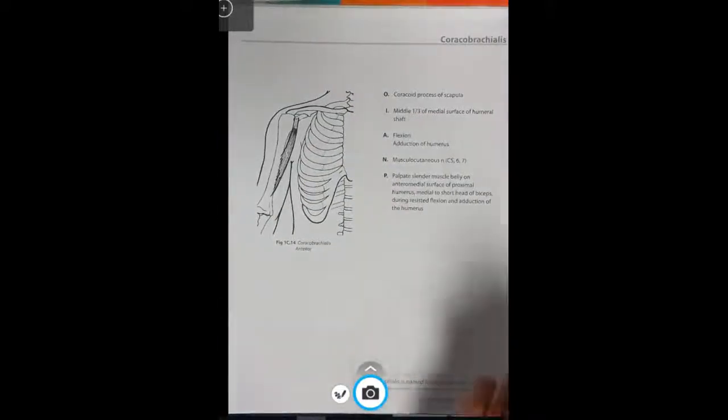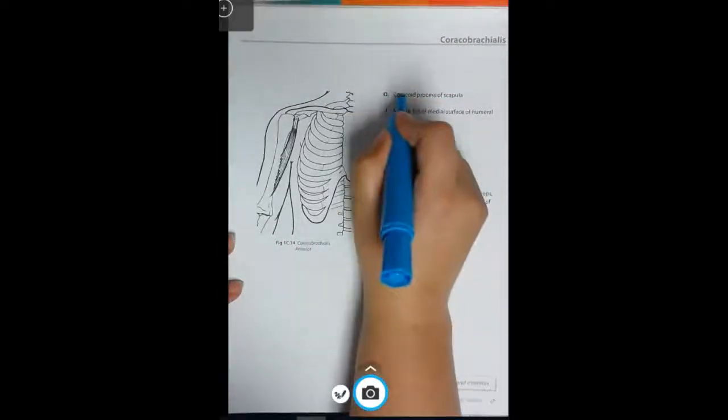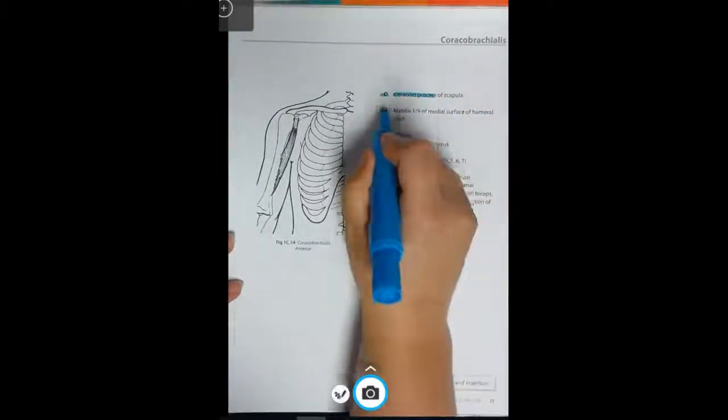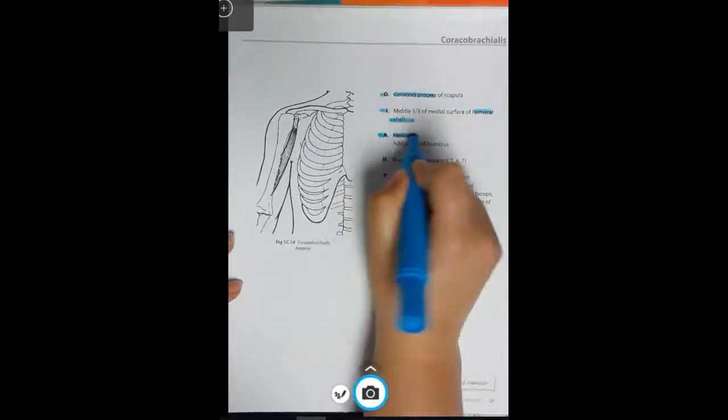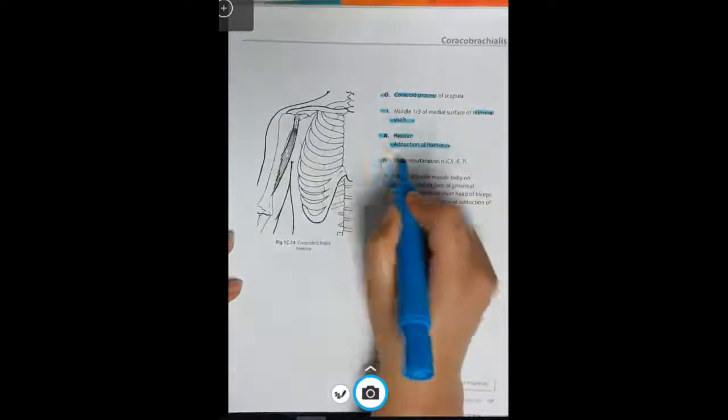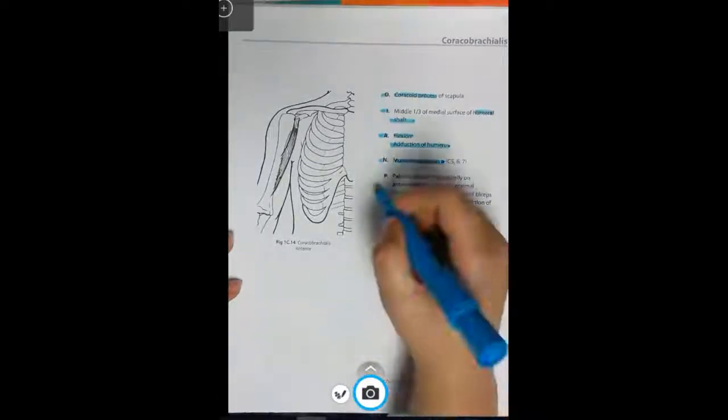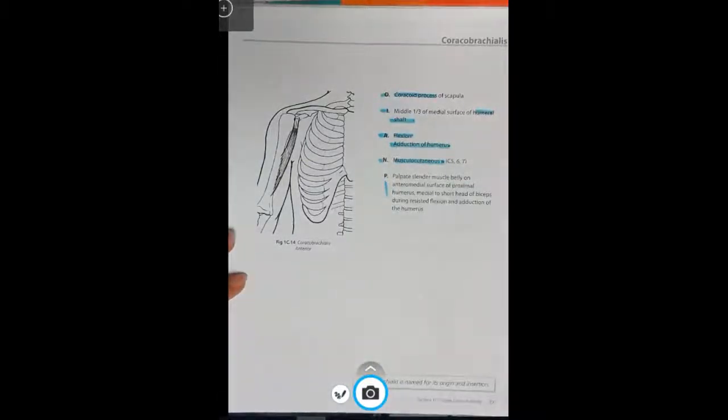We're getting there. We have the coracobrachialis, going to the coracoid process, doing to the humeral shaft. Action is flexion, adduction. This is the musculocutaneous nerve, and palpation. Okay, this is an easy one. It's named for its origin insertion, so you should never forget where that muscle starts and stops.